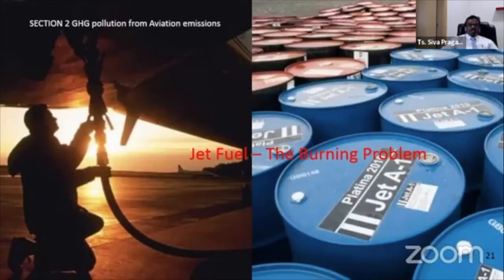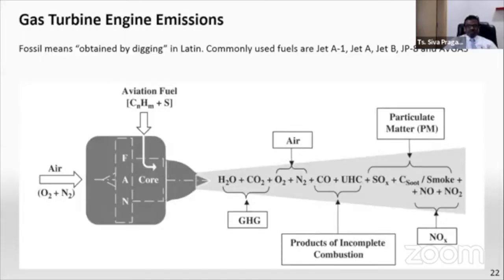Okay. Now we are coming to section 2. Section 2 is about GHG pollution from aviation emissions. We have seen in section 1 the science of greenhouse gases. So in section 2, we're going to focus more on aviation emissions. Jet fuel, right, is the burning problem. Gas turbine engine emissions.